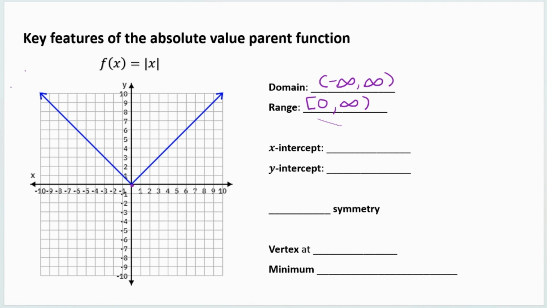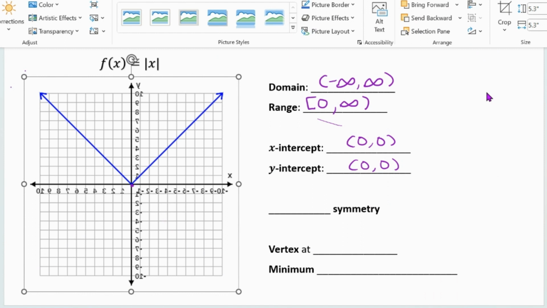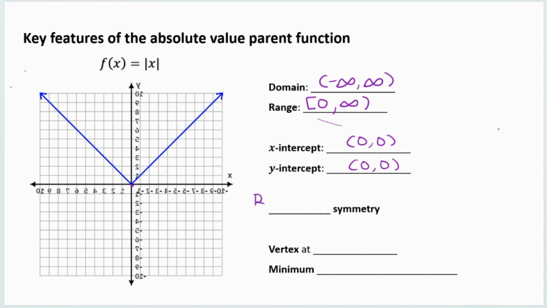Notice this graph intersects both the x and y axes at 0, 0, so it'll have an x-intercept and a y-intercept at 0, 0. This graph also has reflectional symmetry because if I take it and reflect it over the y-axis, notice that it is the exact same graph. So we're going to say it has reflectional symmetry, and that will be with respect to, you can say either the y-axis or you can write that as x equals 0.